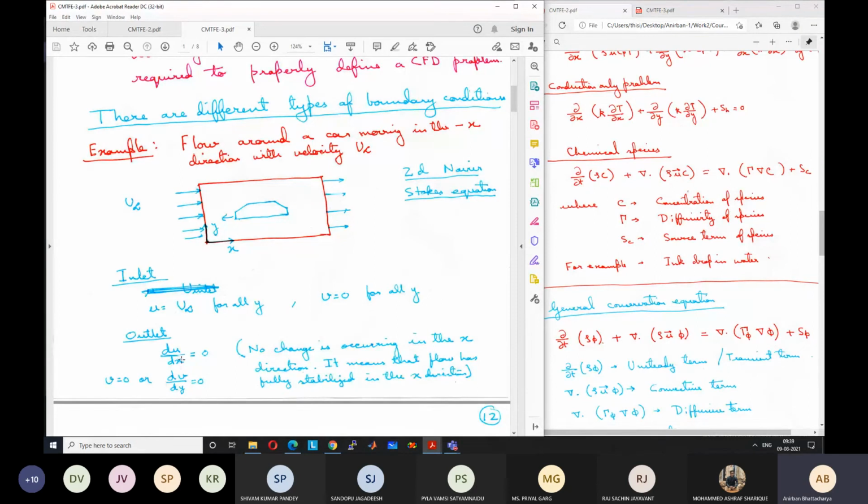So del u del x equal to 0 and del v del y equal to 0 means that there is no change occurring in the x direction and y direction. It means that the flow has fully stabilized. Okay. So how large? How will you take a suitable domain? What should be the size of this domain?